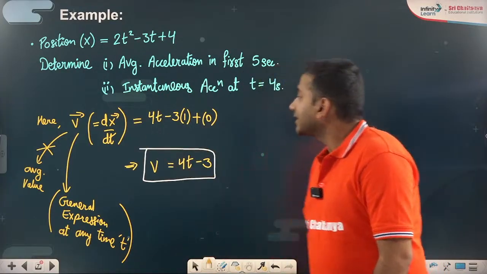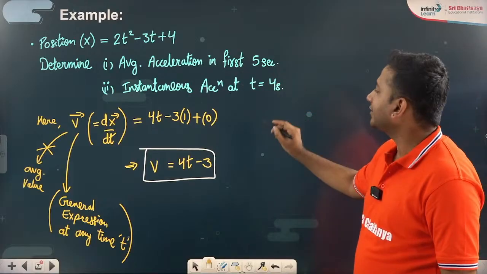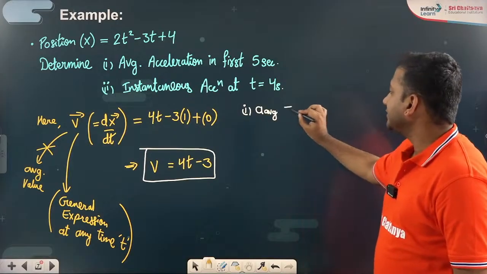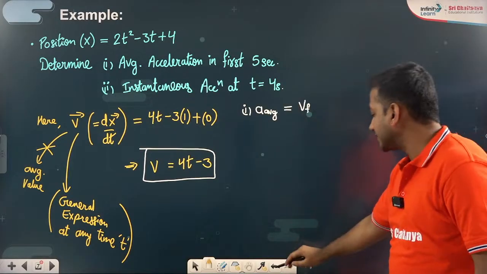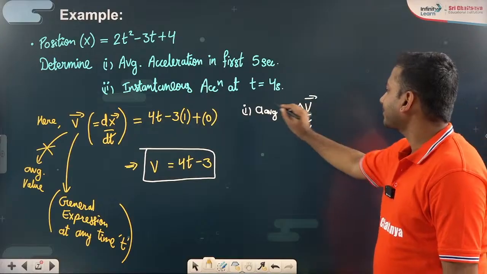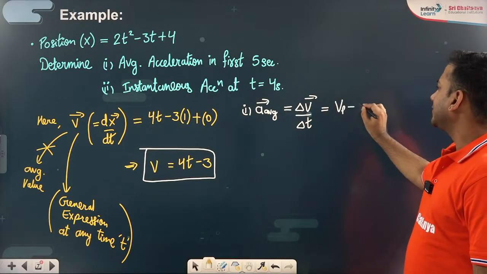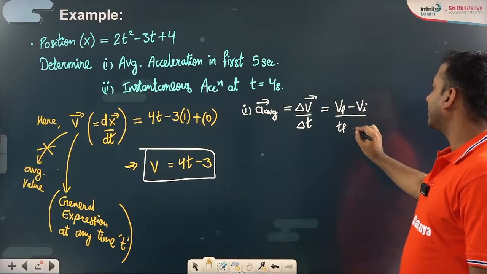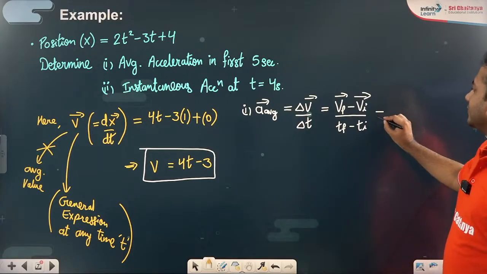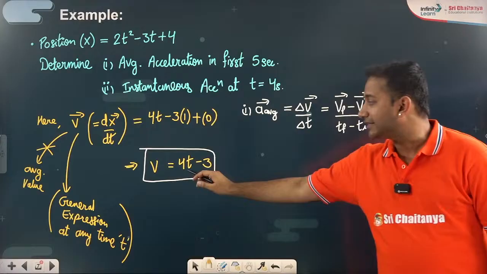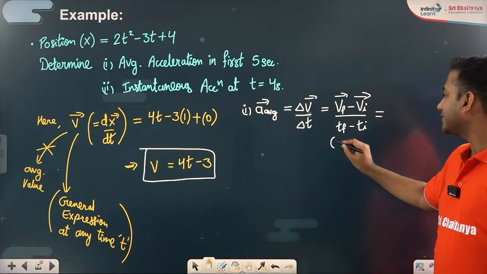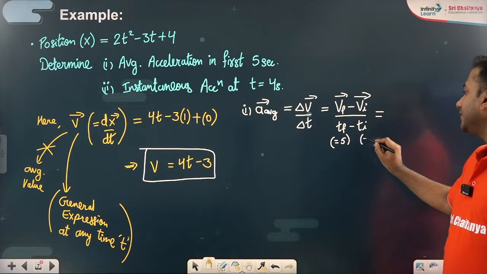Fine. Now they are asking you the first part, average acceleration in first 5 seconds. So average acceleration in first 5 seconds means that will be equal to v final. So basically average values are substitution based, that is delta v by delta t. So I'll be writing it as v final minus v initial by t final minus t initial. Expression or coordinates can be taken as the vector here. So we will say v final vector minus v initial vector. See, you are talking about first 5 seconds. First 5 seconds means t final is 5 and t initial is 0.